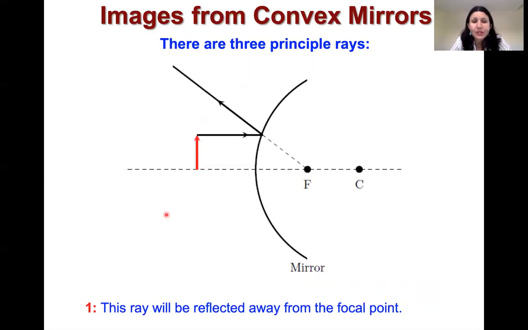So let's put our object here and let's think about how to define principal rays. So there's the one that comes in parallel. How does it have to reflect? It has to reflect away from that focal point.